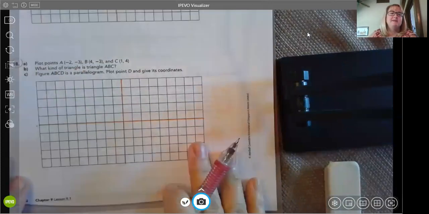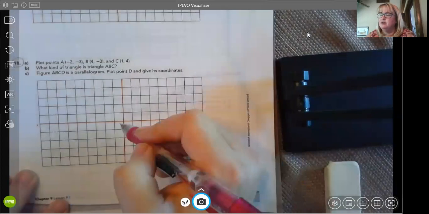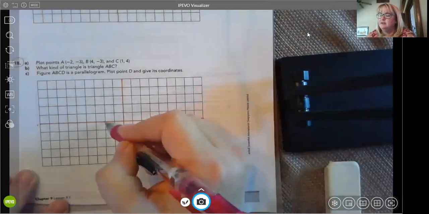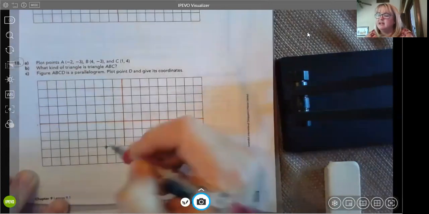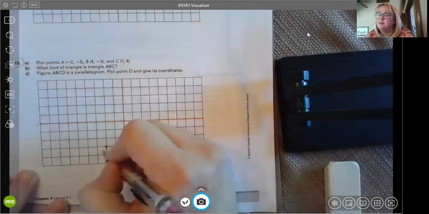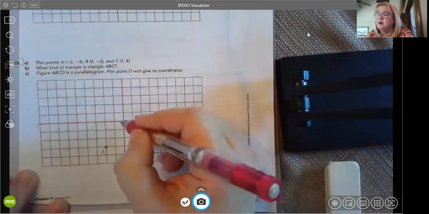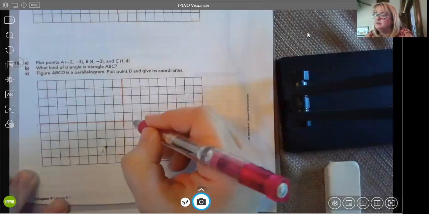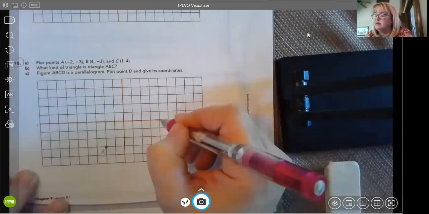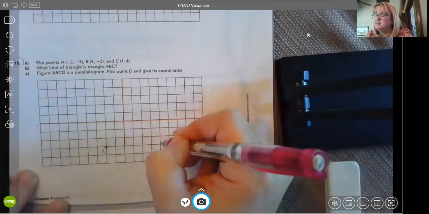18A, plot points ABC. A is -2, -3. So we're going to go down 2, or back 2, down 3. And that is A. B is 4 and -3. So we're going to go over 4 and down 3. 1, 2, 3, 4, and down 3. 1, 2, 3. This is B.